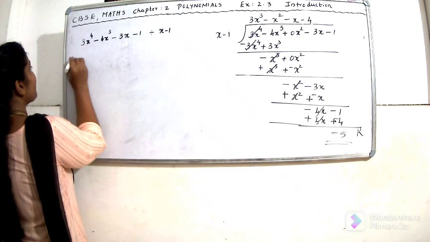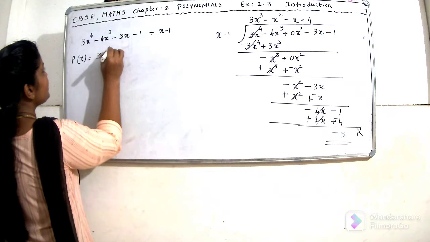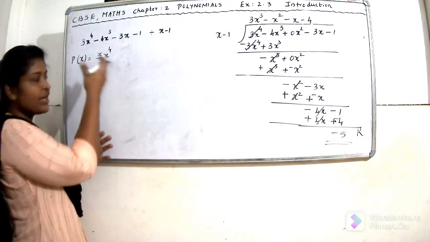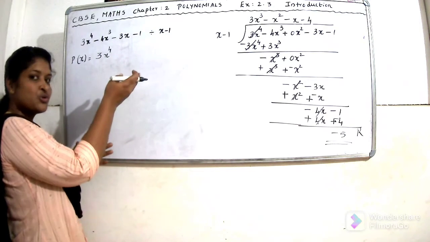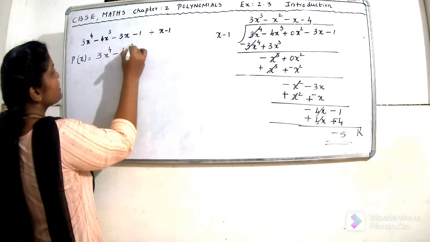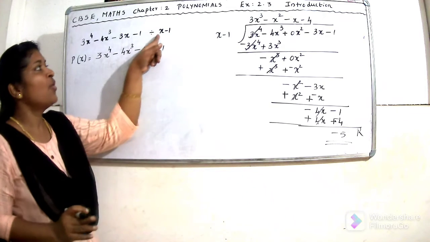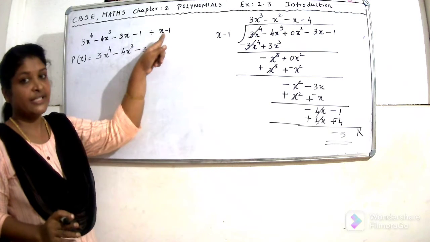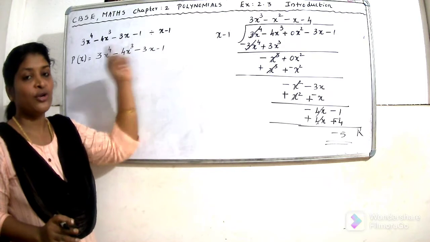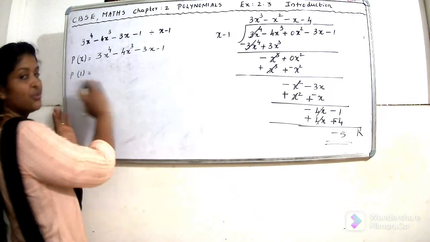Suppose p of x is equal to the question, that is 3x raised to 4. This is all for your understanding only that I am writing. Directly also we can substitute: 3x raised to 4 minus 4x cube minus 3x minus 1. This is our question. Now the divisor is x minus 1. Its zero of the polynomial is positive 1. That value we have to substitute throughout.